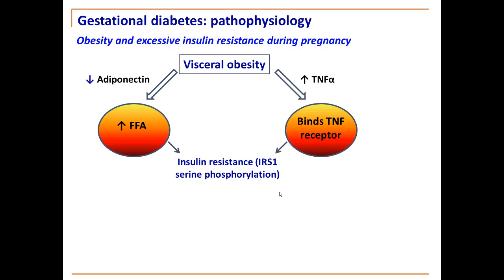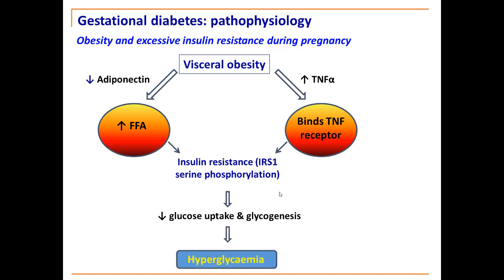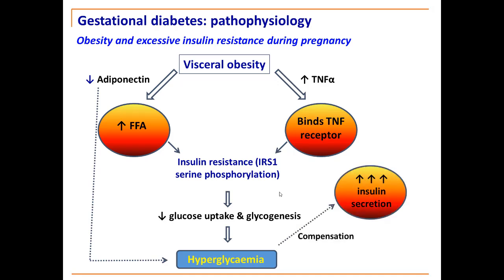And because that's no longer as active, you get a decrease in glucose uptake and a decrease in glycogenesis, so a decrease in the synthesis of glycogen within the liver. And that means you get hyperglycemia because more of it's floating around in the blood. The hyperglycemia is compensated for by an increase in insulin secretion, so you get hyperinsulinemia.